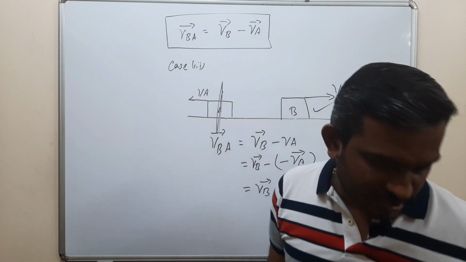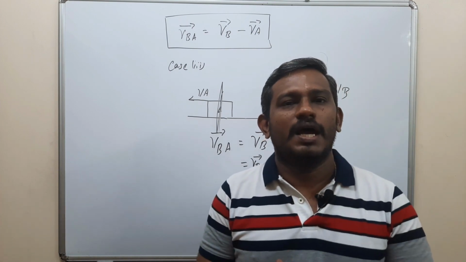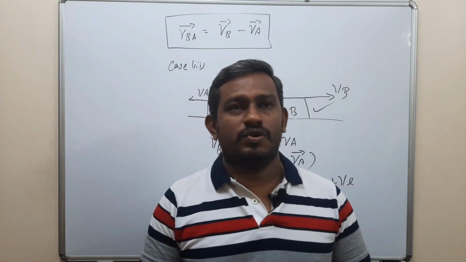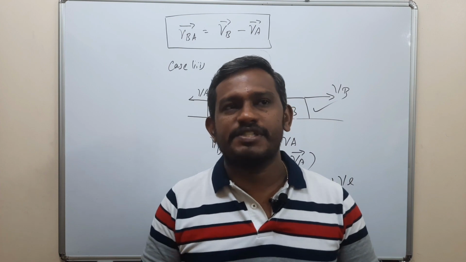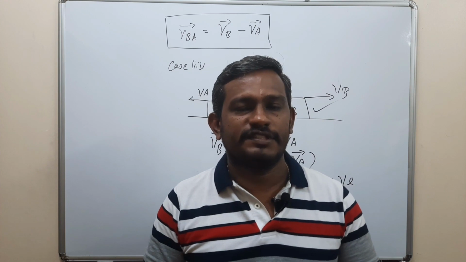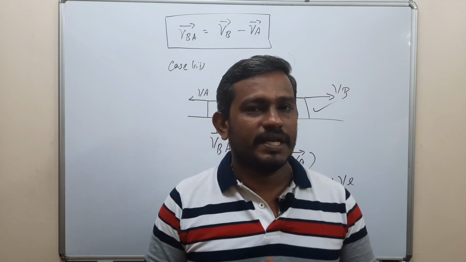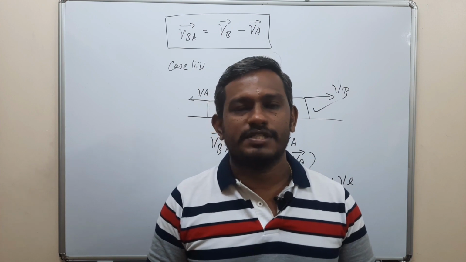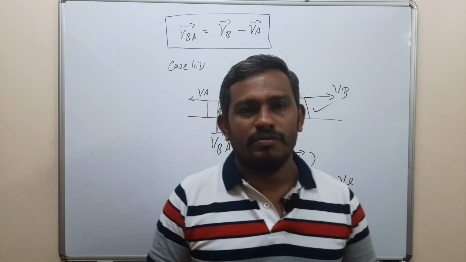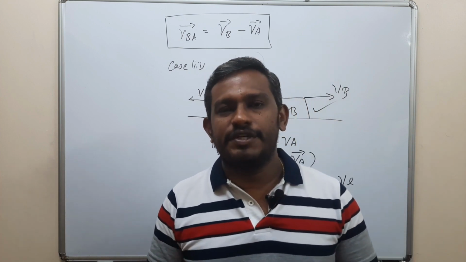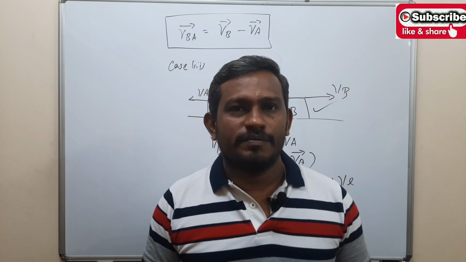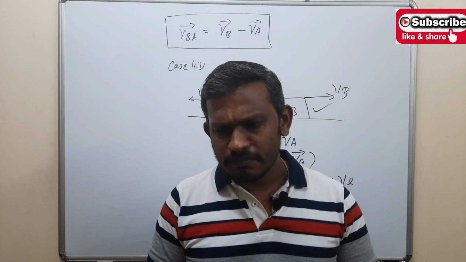So we have discussed what relative motion is and what relative velocity is, and how to derive the expression for relative velocity with the help of different frames of reference and particle motion. We have derived the formula for relative velocity, VB minus VA. Different cases also we have discussed. In the next video we will come with a variety of problems on relative velocity.